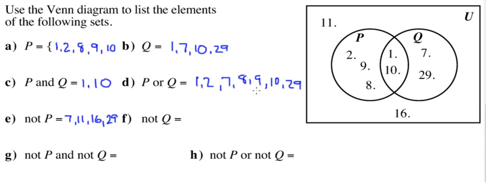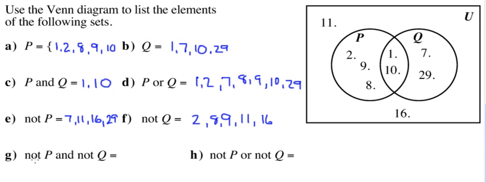Then we do that again, but outside circle Q. So these are okay. They're in circle P, but not anything else. And then we get 11 and 16 that aren't in any circle at all. So 2, 8, 9, 11, and 16.